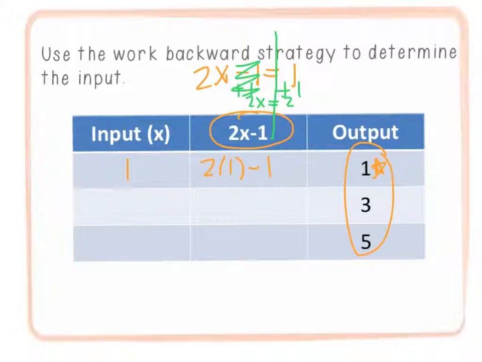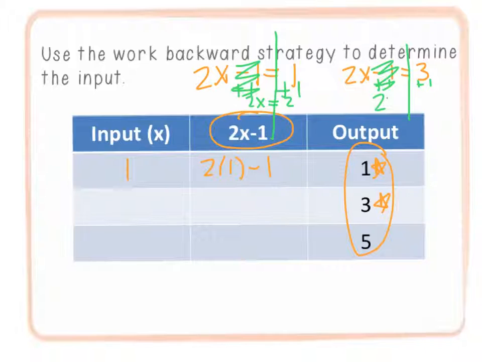I'm going to try it again with 3. I'm going to use my rule. 2x minus 1 equals 3. Okay, I'm going to try and solve for my variable, so I'm going to add 1 to both sides. This cancels out.